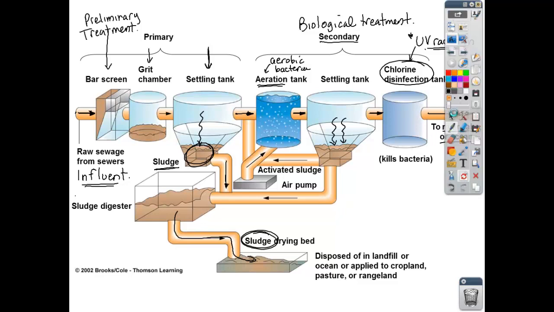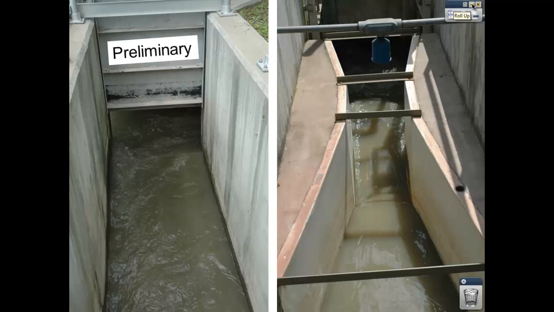So let's go through it real quick. Here's preliminary treatment. This is influent coming in from the sewers in our houses and things. Preliminary treatment usually consists of something like a bar screen, or what we'll see, a muffin muncher. And that bar screen is in here. It's literally just a screen that looks like this.